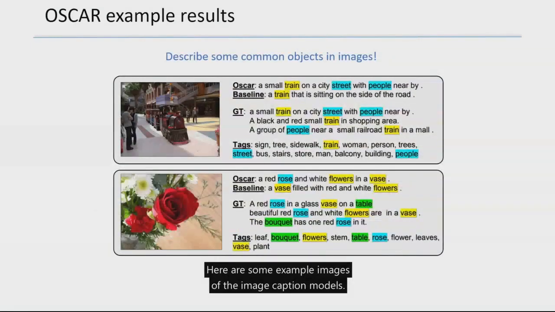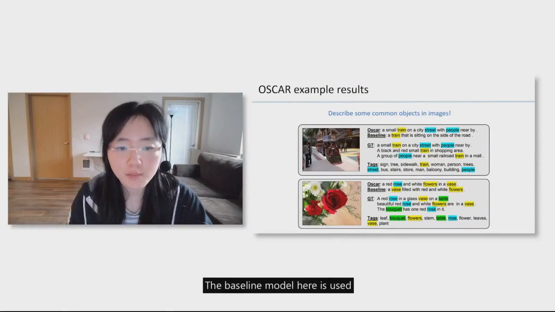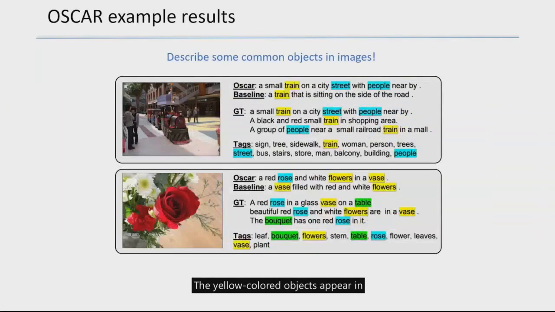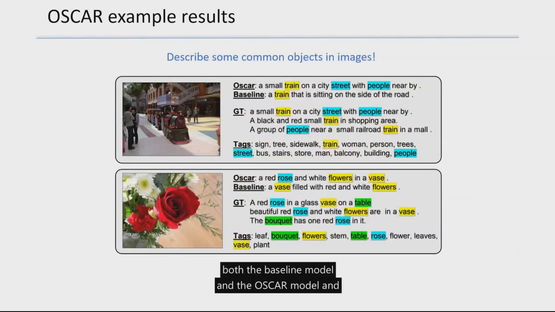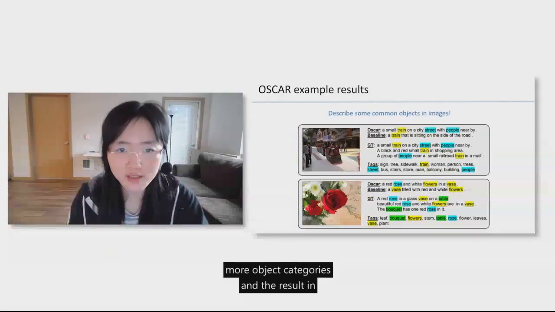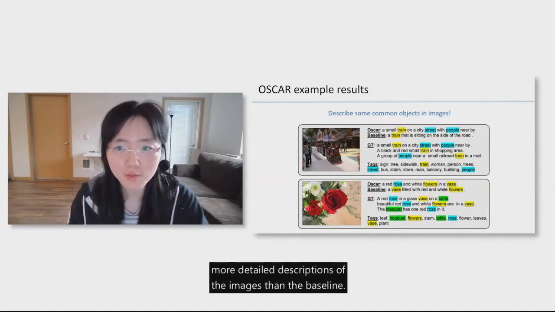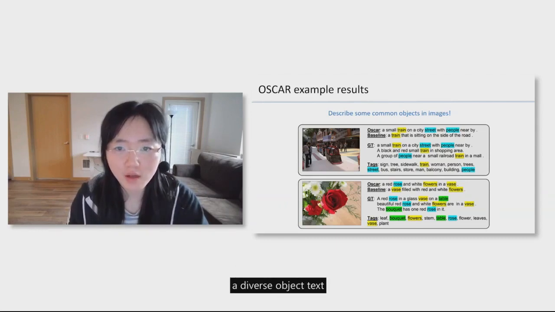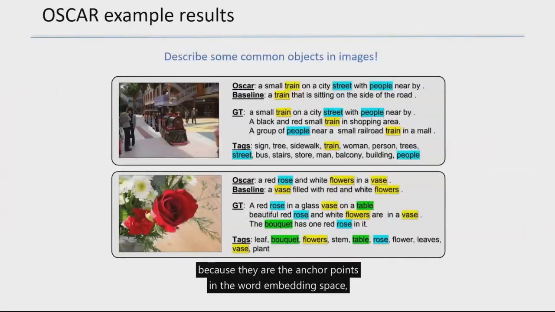Here are some example images of the image captioning models. The baseline model here uses vision-language pre-training, but without object tags. The yellow colored objects appear in both the baseline model and the OSCAR model. The blue colored objects appear only in OSCAR and text. And the green colored objects appear in the text only. We see that the captions generated by OSCAR cover more object categories and result in more detailed descriptions of the images than the baseline. And this is due to the use of accurate and diverse object tags, because they are the anchor points in the word embedding space, which can guide the text generation process.